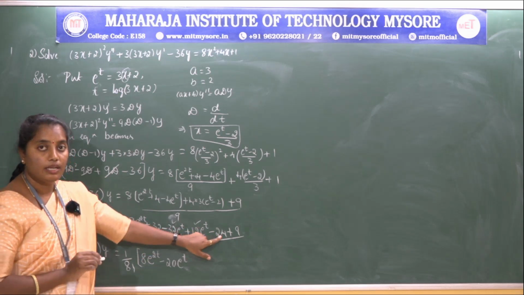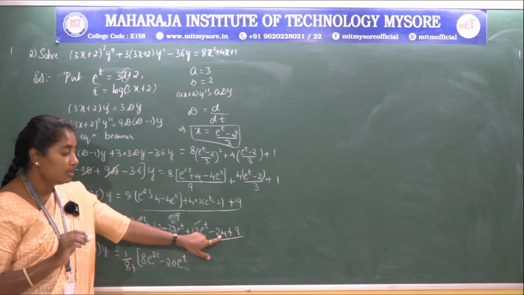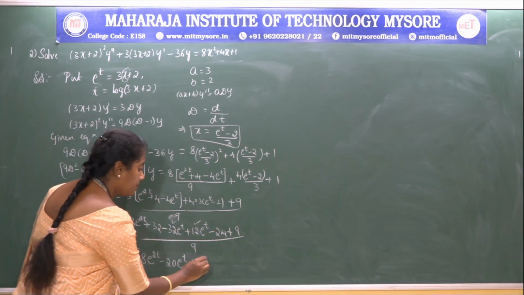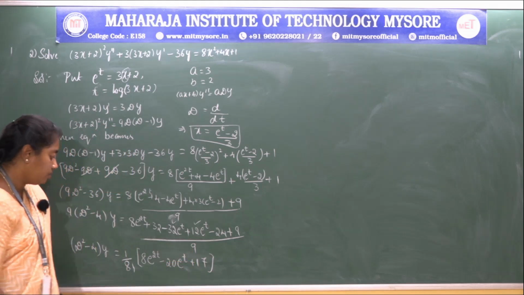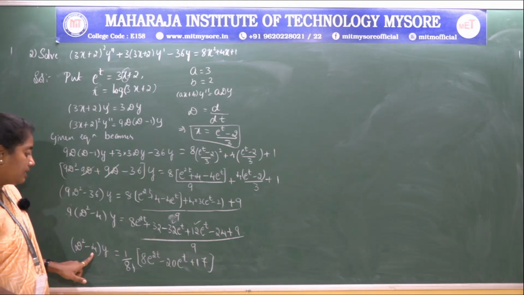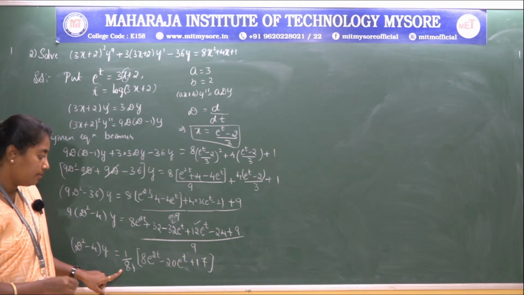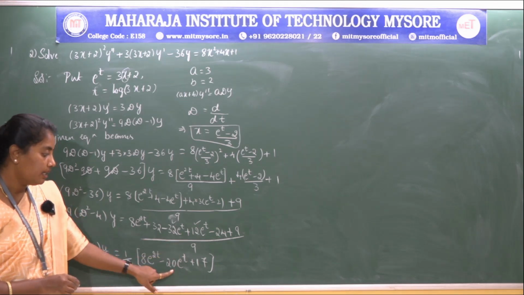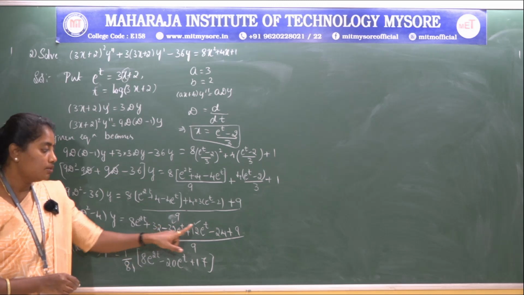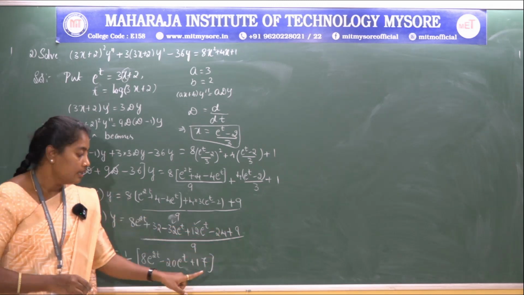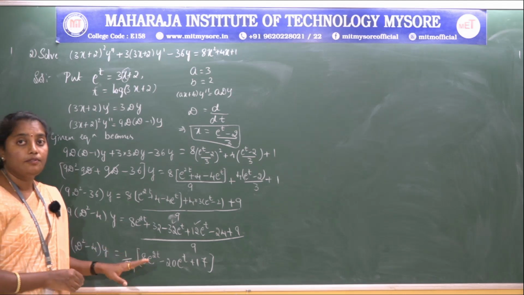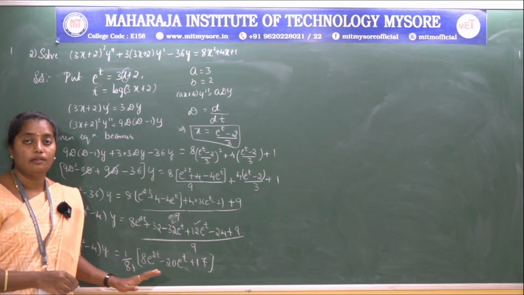32 minus 24 is 8 plus 9. 8 plus 9 is 17. So the obtained element is D square minus 4 of y is equal to 1 by 81, 8 into e power of 2t minus 20 e power of t, 32 minus 24 plus 9. The remaining constant term is 17. So this is the obtained differential equation with constant coefficient.